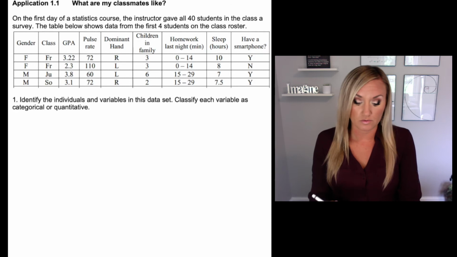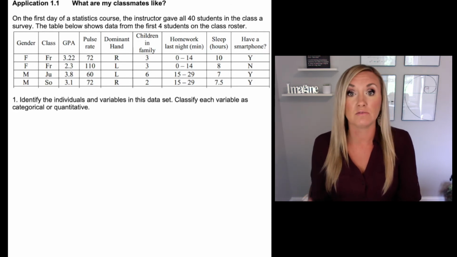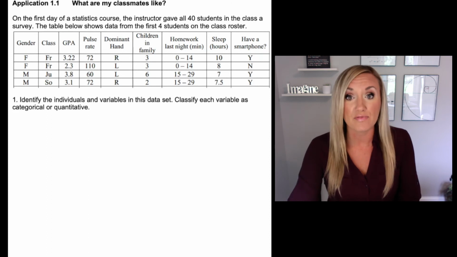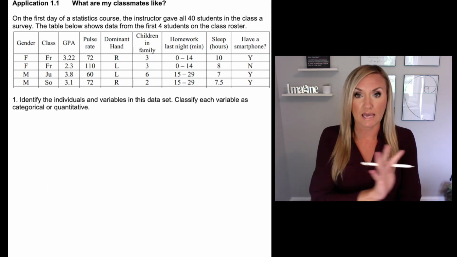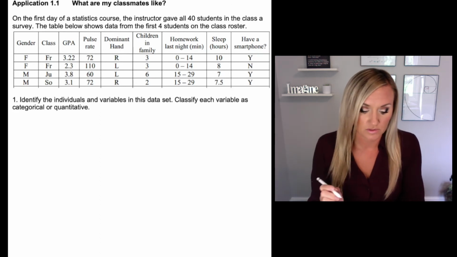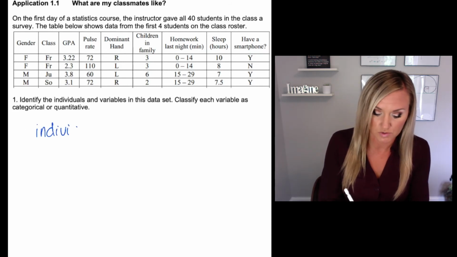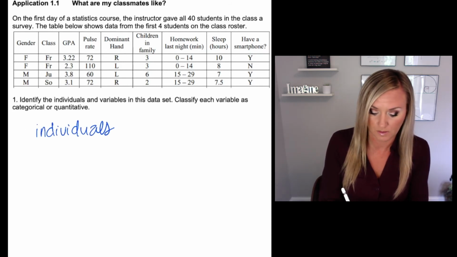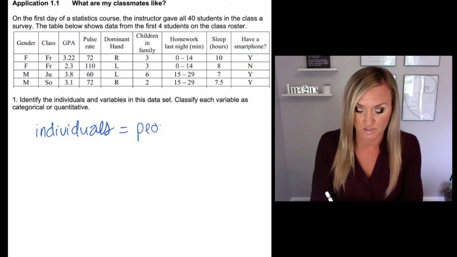You are to identify the individuals and the variables in this data set, okay? And then we're going to classify each variable as categorical or quantitative. All right, so let's first take care of the individuals. So individuals are like the people in class for this example.